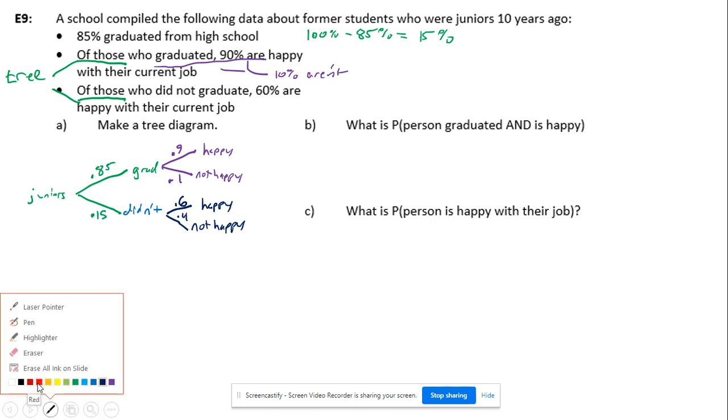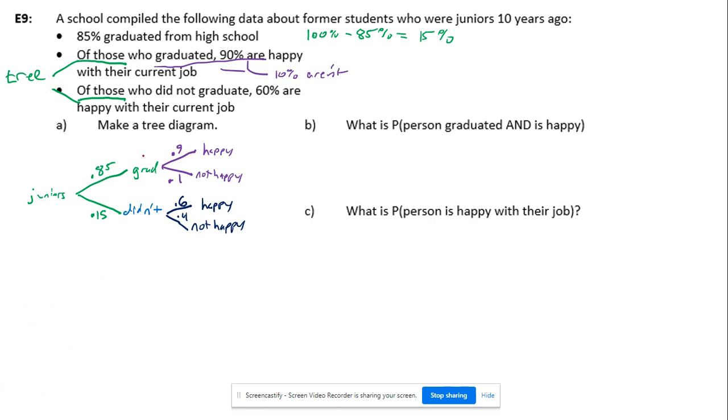The final step on a tree problem is to multiply across the branch. So I'm going to multiply 0.85 times 0.9, and I'm going to get 0.765. That's the percent of people that have graduated and are happy. Now I do 0.85 times 0.1, and that gives me 0.085, which is the end of this branch. 0.15 times 0.6 is 0.9. So I'm multiplying this branch times the top, then 0.15 times 0.4, which gives me 0.06.